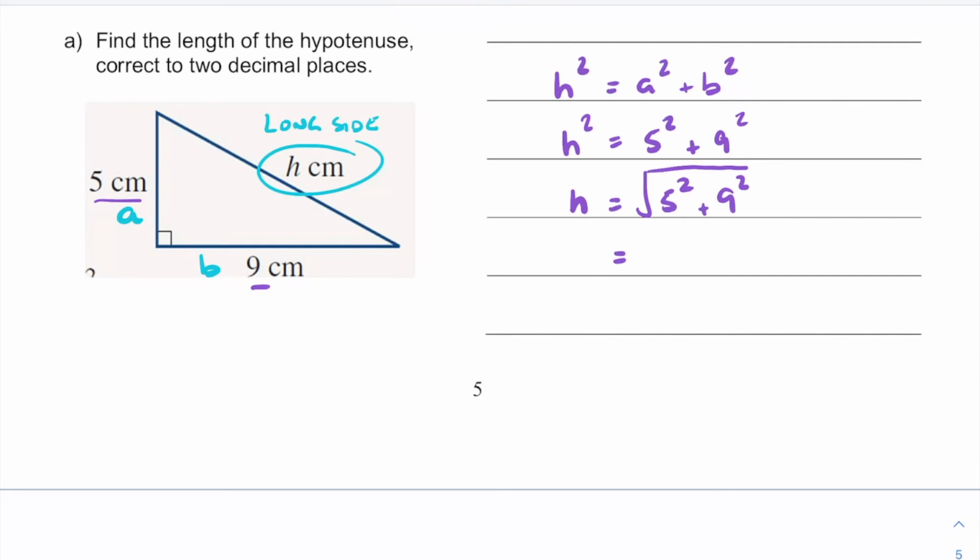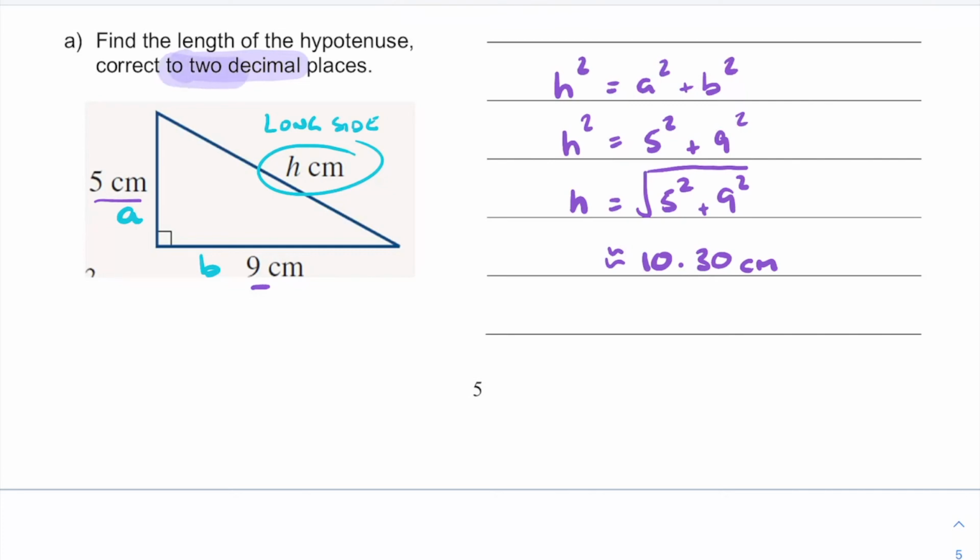Now, I've drawn there an equal sign. What I actually want is an approximately equal sign, simply because this is technically an estimation. Okay, so it's an estimated sign. So we're using an approximately equal sign, and we should get 10.30 centimetres.